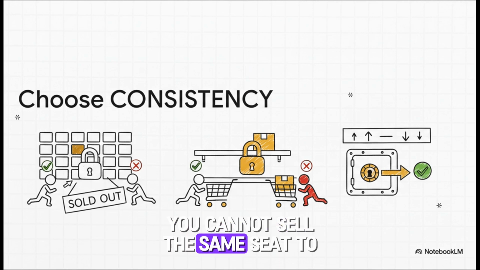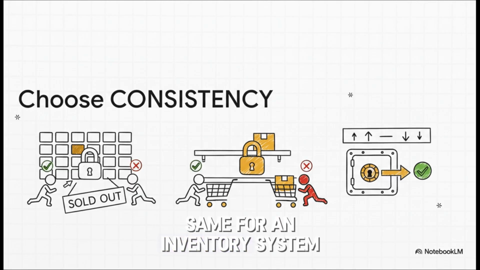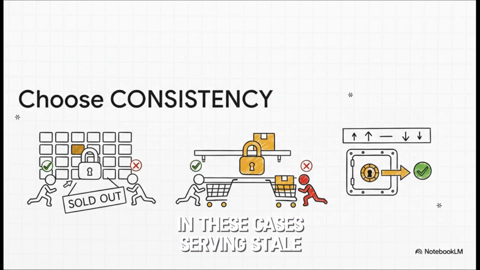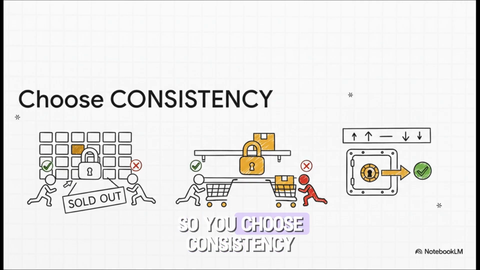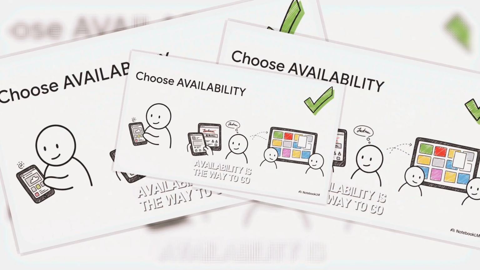You cannot sell the same seat to two people. That would be a disaster. Same for an inventory system at Amazon or a stock trading platform. In these cases, serving stale data is catastrophic, so you choose consistency. But for most things on the internet, availability is the way to go.